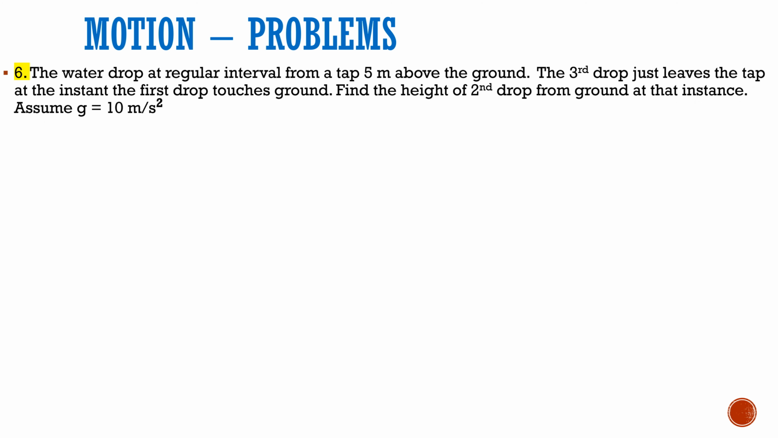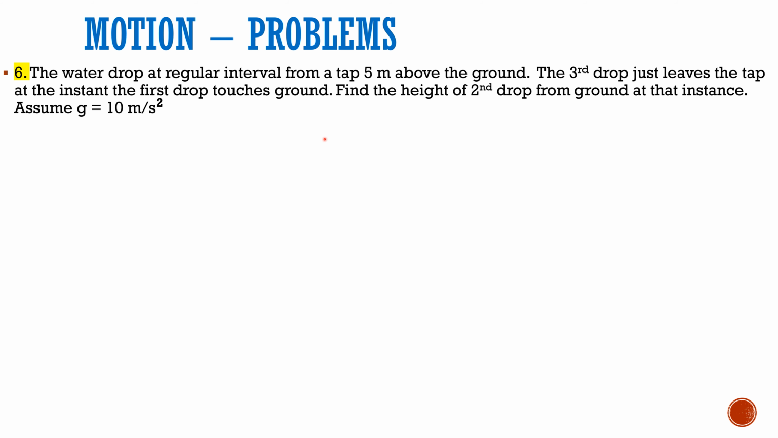So let us take the next question. It says that, let me take the pointer. So it says that the tap, which is 5 meter above the ground, regular drops of water are coming down, and the third drop just leaves the tap at the instant the first drop touches the ground.